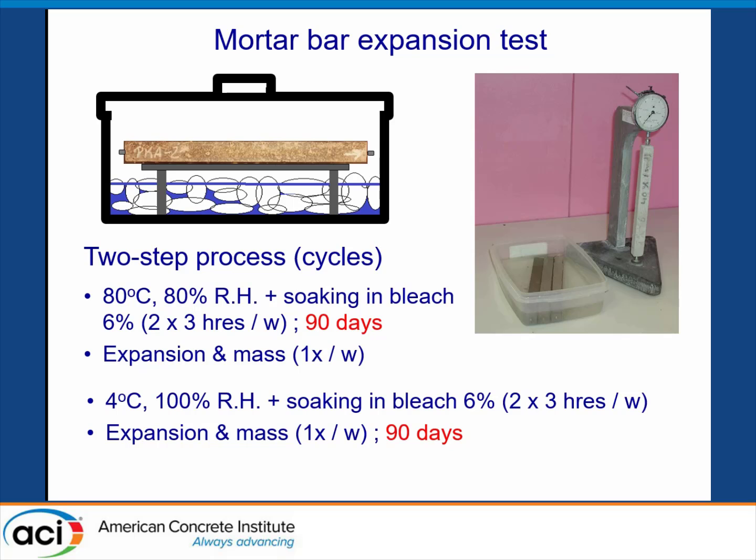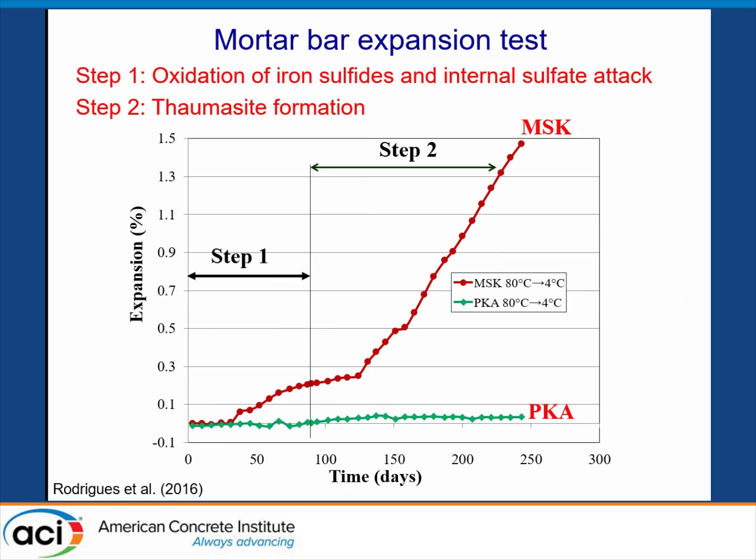The first step is for the oxidation of the sulfide-bearing aggregate, while the second step at 4 degrees is to produce the thaumasite. These conditions at 4 degrees, 100% humidity, are the best conditions to promote thaumasite formation, while the first step is to produce the sulfate from the oxidation of the sulfide-bearing aggregate. And then these are the results.